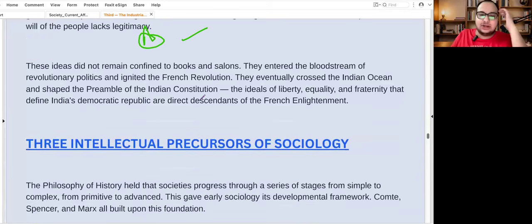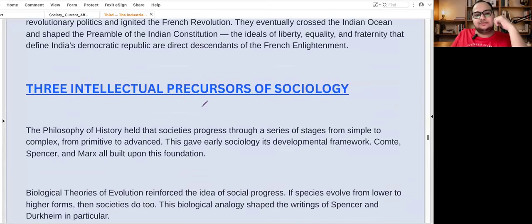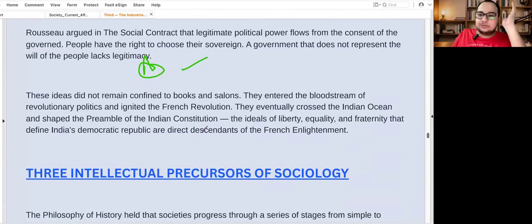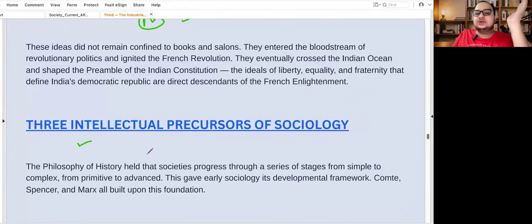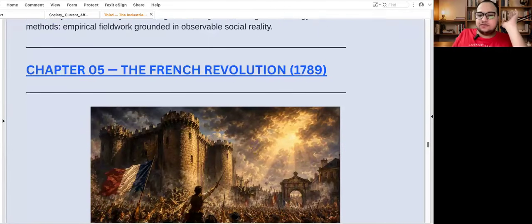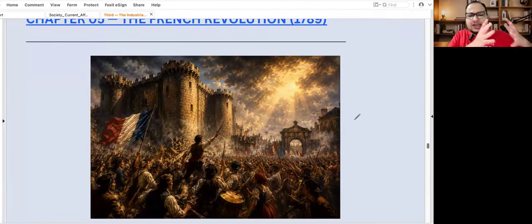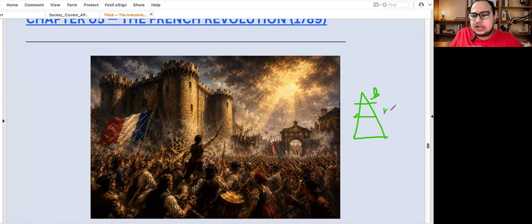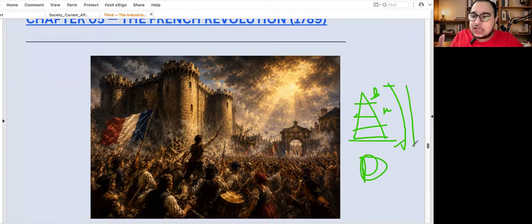Now, let's understand the French Revolution. First, we will understand the French Revolution, then we will understand the three intellectual precursors of sociology. So, for the French Revolution, just understand it with the Indian society parallel. In our Indian society, understand this as a triangle. On the top of the hierarchy are Brahmins. Let's say here are Kshatriyas, Vaishyas, Shudras. Now, this is based on ascription, that is, birth based. It cannot be changed based on your skill, your talent, your knowledge, your hard work.